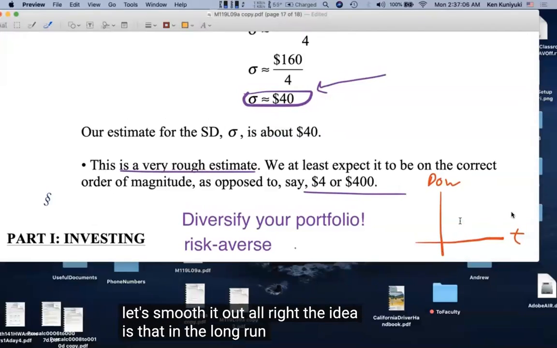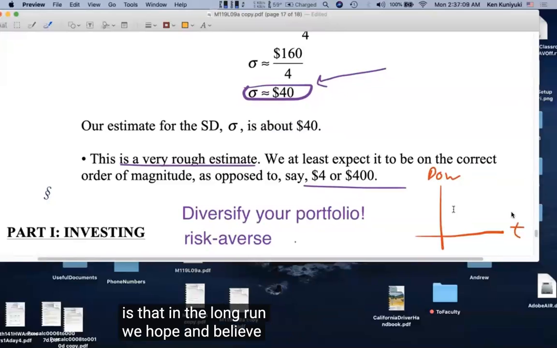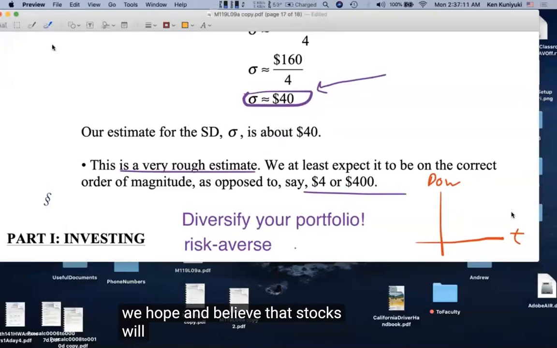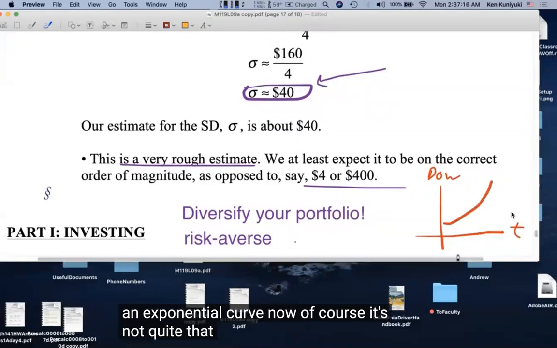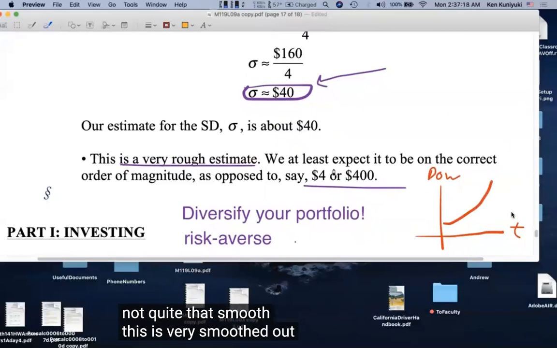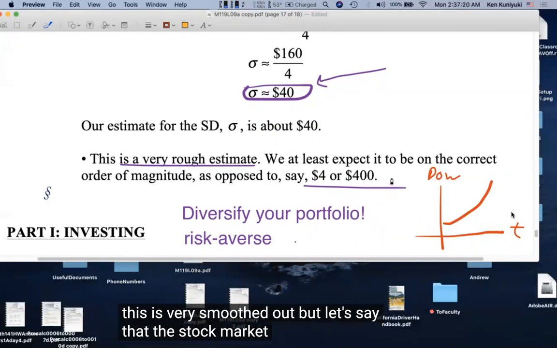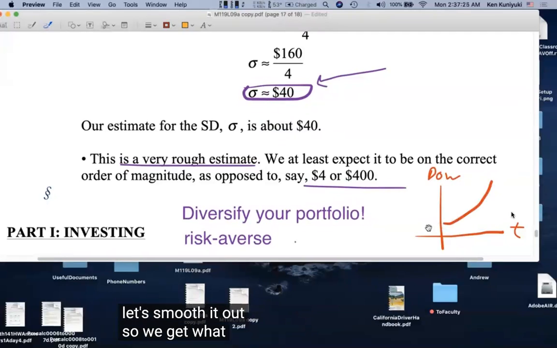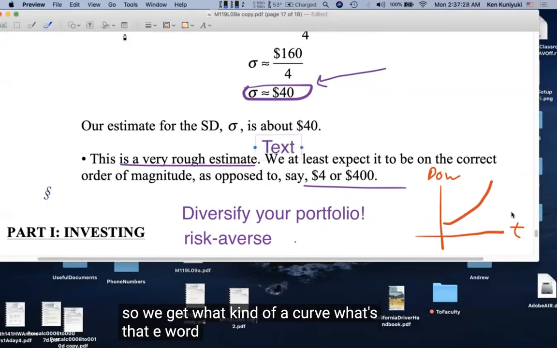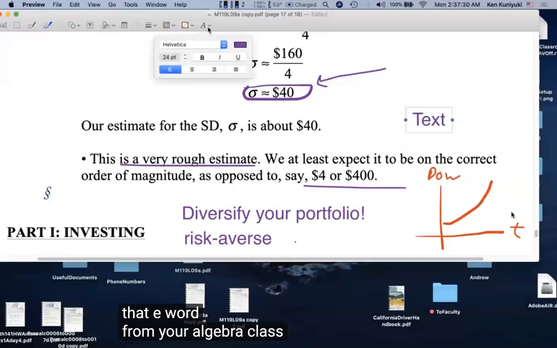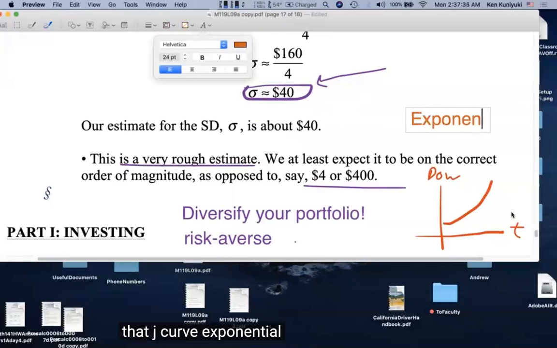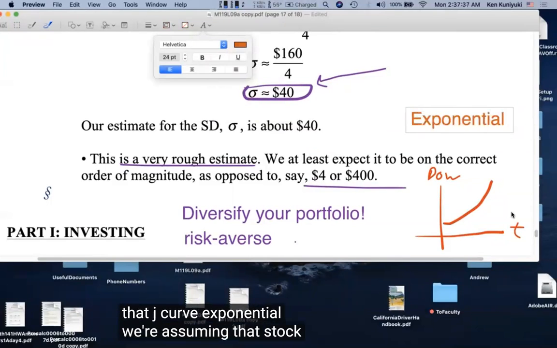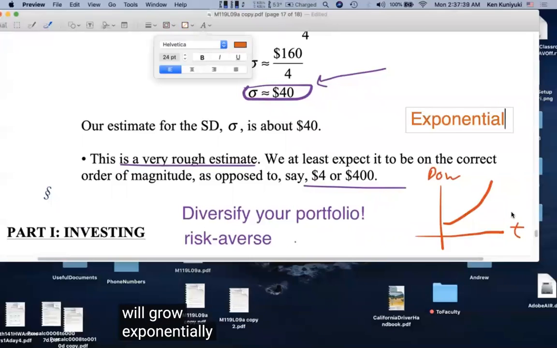The idea is that in the long run, we hope and believe that stocks will pretty much follow an exponential curve. Now, of course, it's not quite that smooth. This is very smoothed out. But let's say that the stock market grows at about 8% a year, and let's smooth it out. So we get what kind of a curve? What's that E word from your algebra class? That J curve, exponential. We're assuming that stock prices overall will grow exponentially.